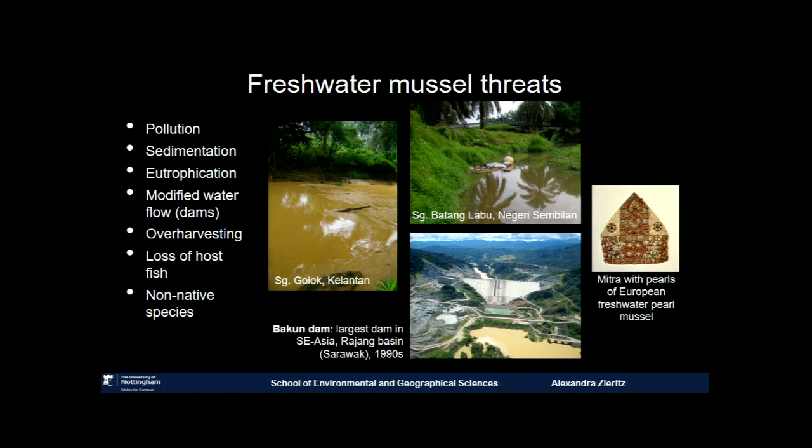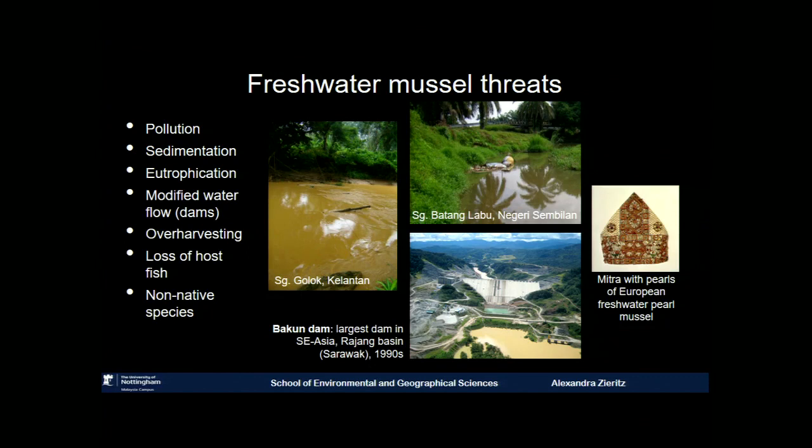So these are just some pictures where I have some indication that similar things are happening in Malaysia. This is in Kelantan. So if you have logging going on upstream, then this is what your river will look like. We have a lot of pollution problems in Peninsula Malaysia because waste management doesn't work very well.